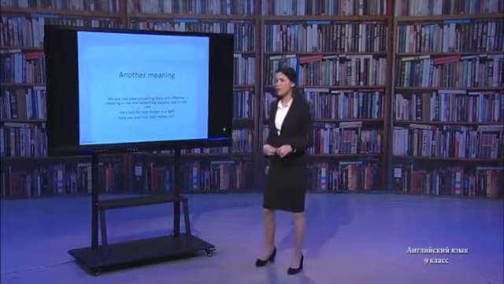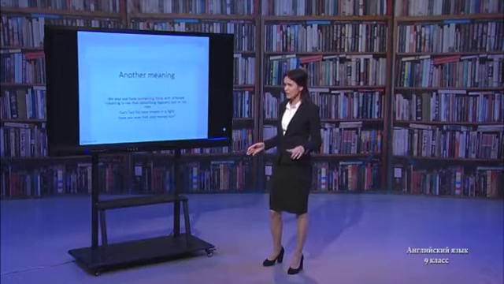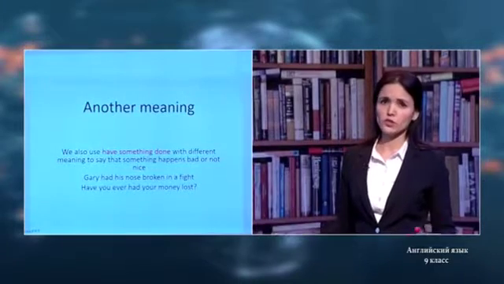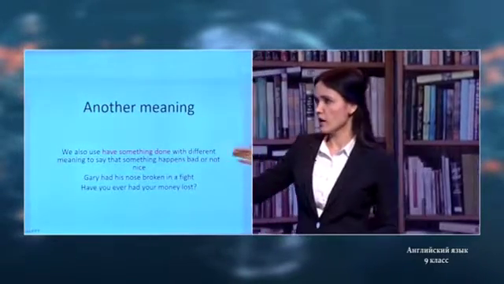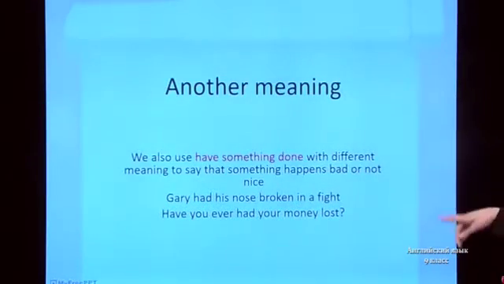Have you ever had your money lost? That means you never arrange to lose your money. Nobody wants to lose their money, right? So, but anyway, have something done has different meaning, but you use this structure in this sentence.